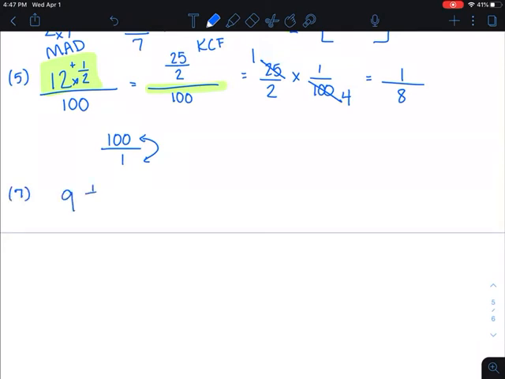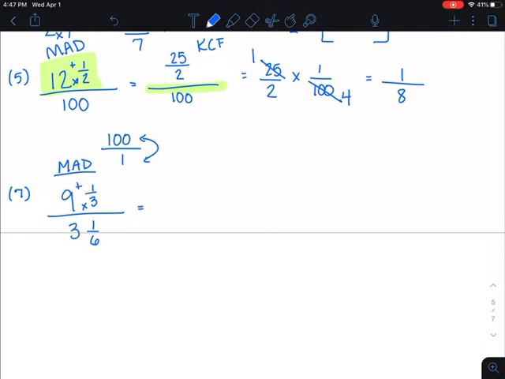Let's look at number 7. For number 7, I have 9 1/3 divided by 3 and 1/6. Alright, so again we have mixed numbers. We're going to take these mixed numbers and turn them into improper fractions. So we're going to get MAD as our first step.